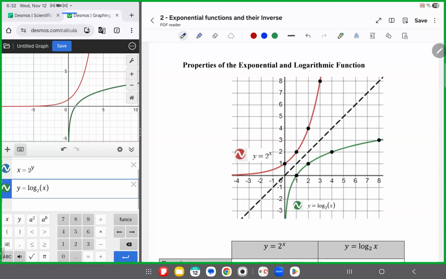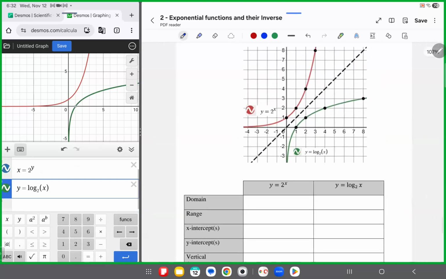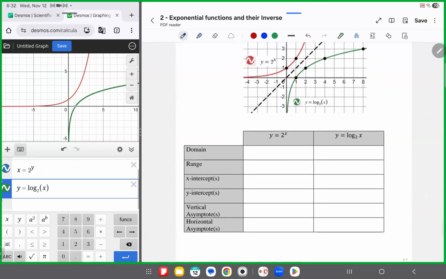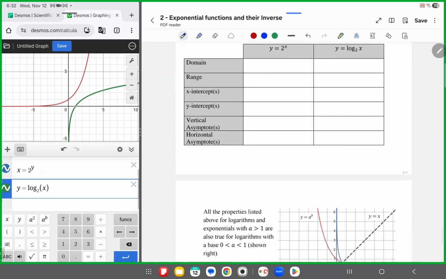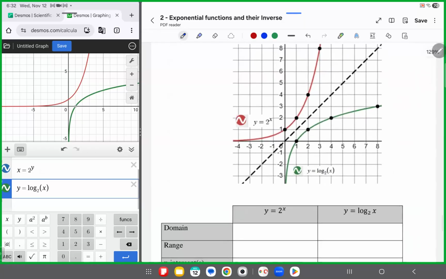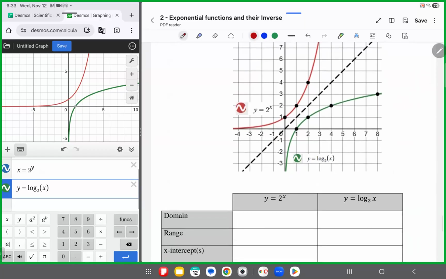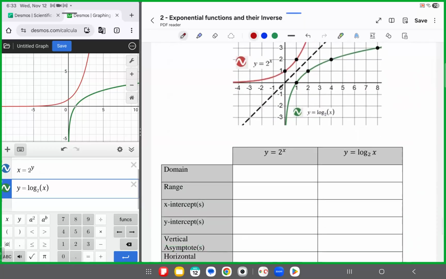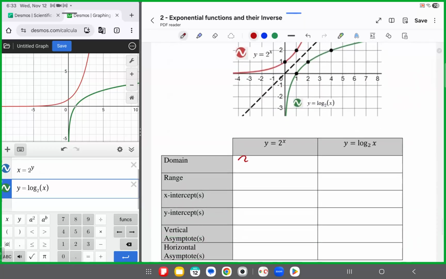Okay, and so let's have a look at some properties now. We're going to have a look at the domain and range, as well as any x-intercepts, y-intercept, vertical asymptote, and horizontal asymptote. So for y is equal to 2 to the power of x, the domain is what? Well, remember, the domain is the range of x values that we're allowed to have in a function. So the domain of y is equal to 2 to the power of x would be x is an element of all real numbers. So x can be whatever you would like.